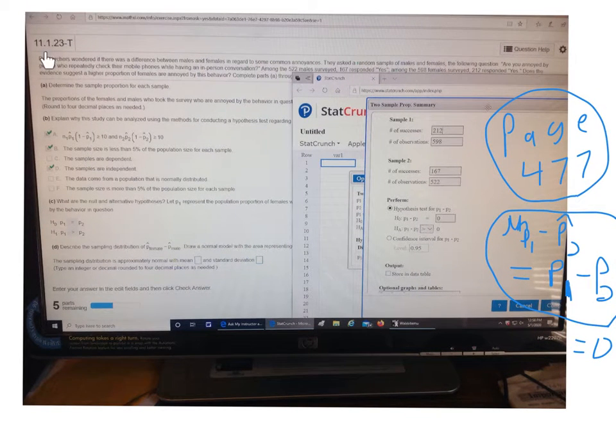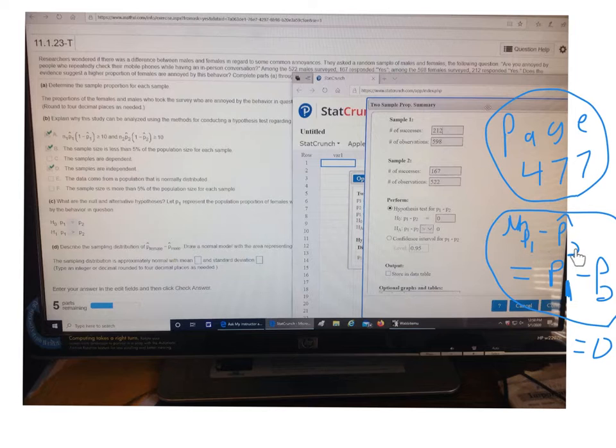Got your question about 11.1. You're asking about finding the sample distribution, which is approximately normal with a mean and standard deviation. This first part here is asking for the mean.